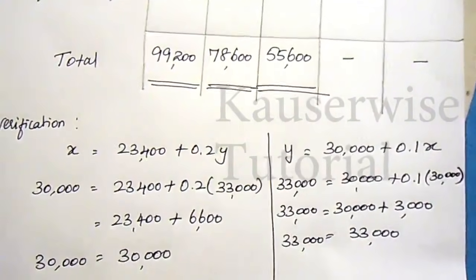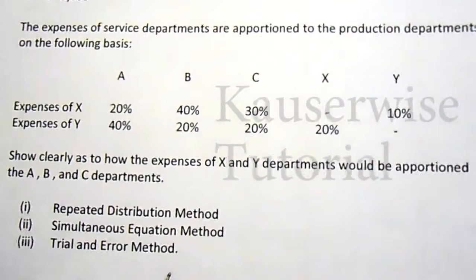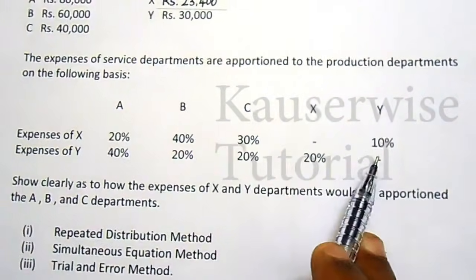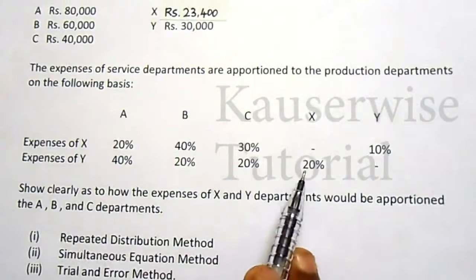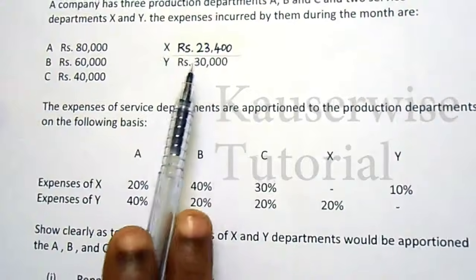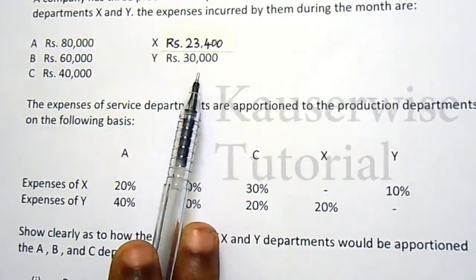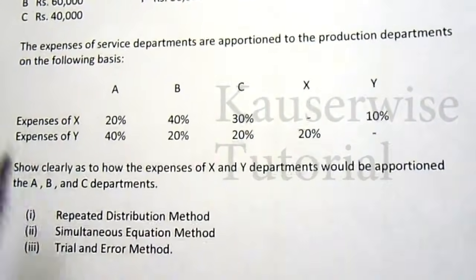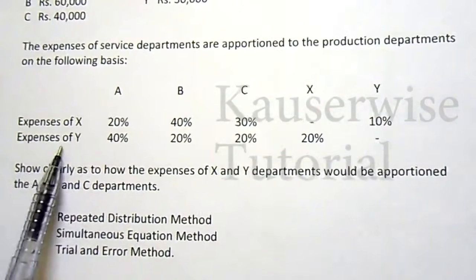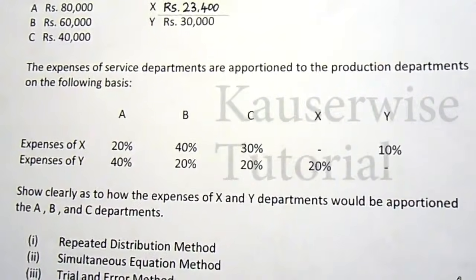Now let us see the last method, that is the trial and error method. According to this method, look at the problem. Expenses of X is apportioned to Y at 10% and expenses of Y is apportioned to X at 20%. You have to take only X value and Y value. X value is 23,400 and Y value is 30,000 according to primary distribution. Expenses of X is transferred to Y at 10% and expenses of Y is transferred to X at 20%. This is going to repeat until we get the zero value.